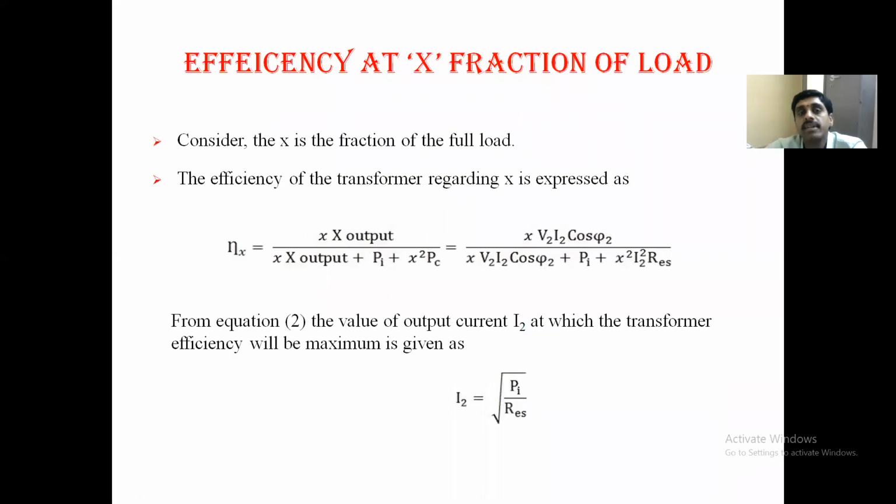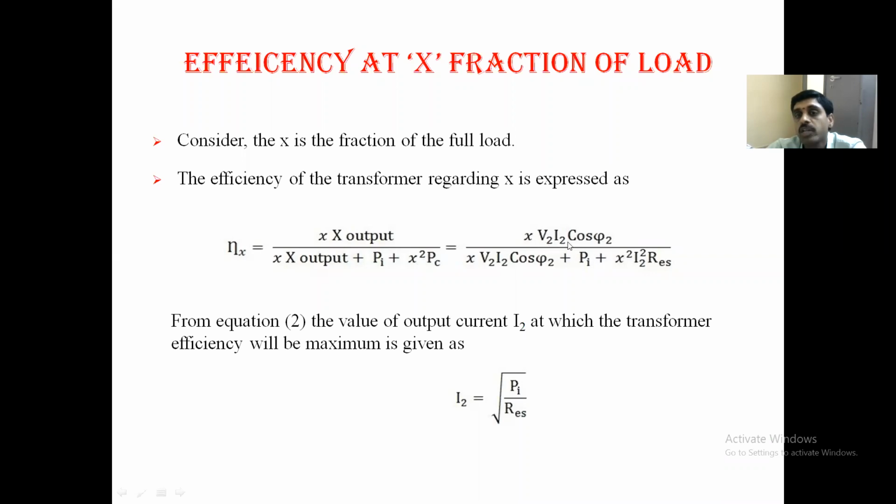So we can write this output. The efficiency for some percentage of the load we can also calculate. How? Because for X percentage, 50% of the load, 25% of the load, 20% of the load, if you take like that, we can write ηx is equal to... Normally current is an important factor. I is 50%, 25%, 75%, full load means 100%.